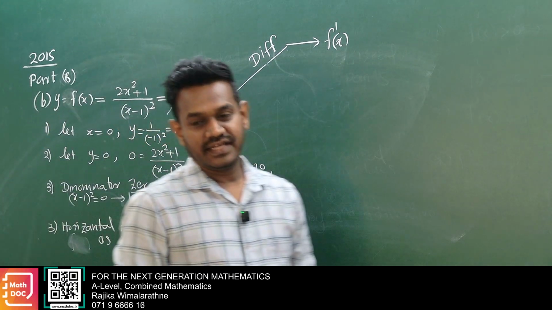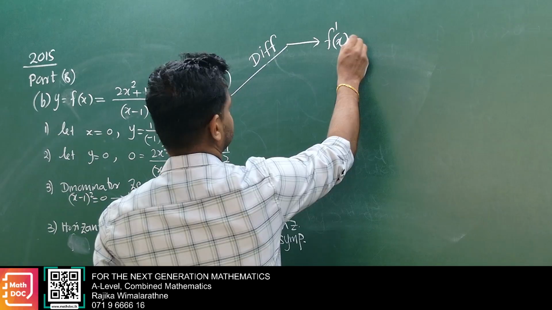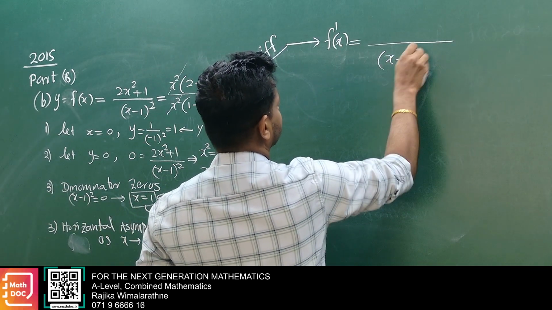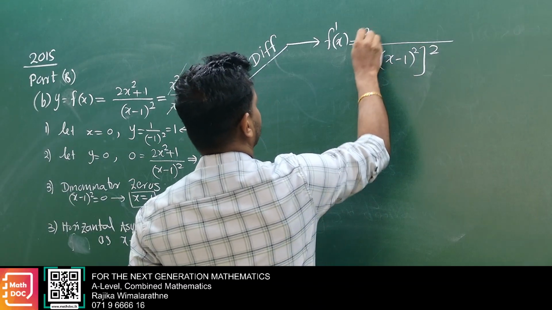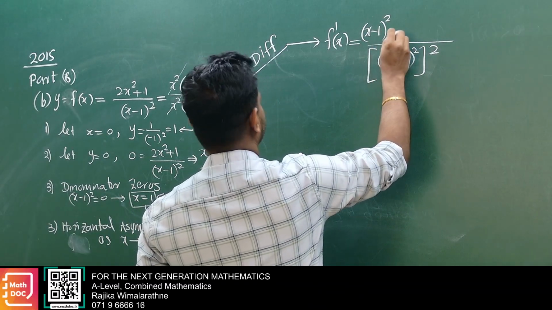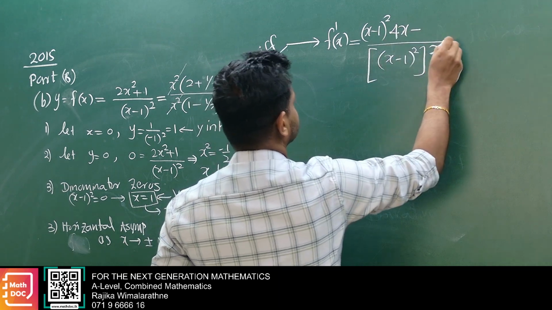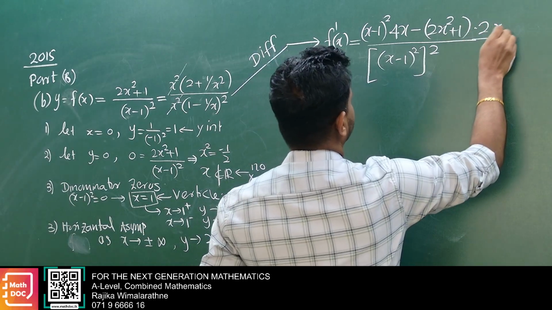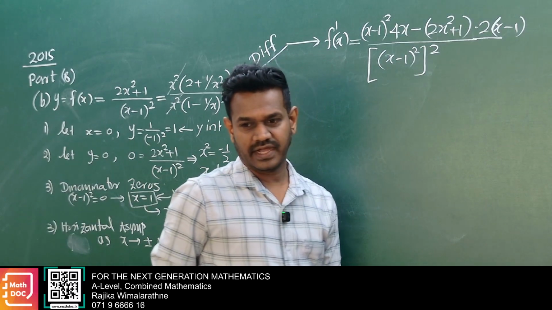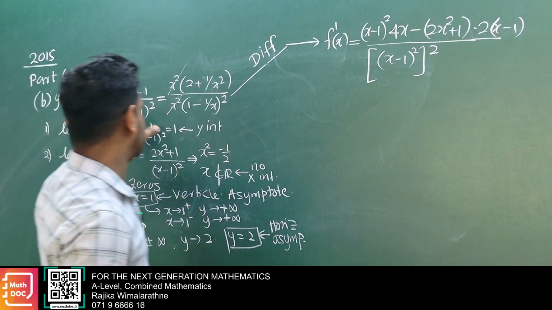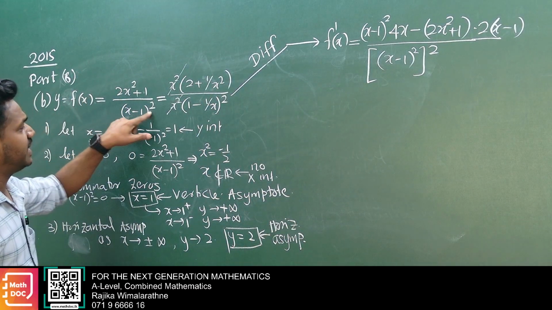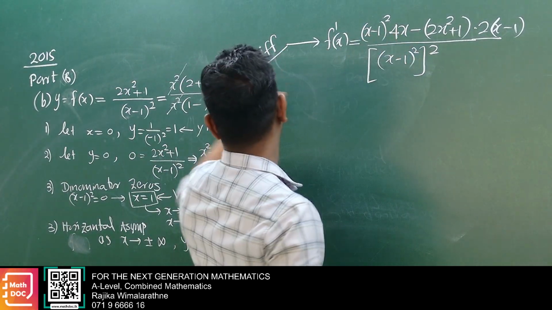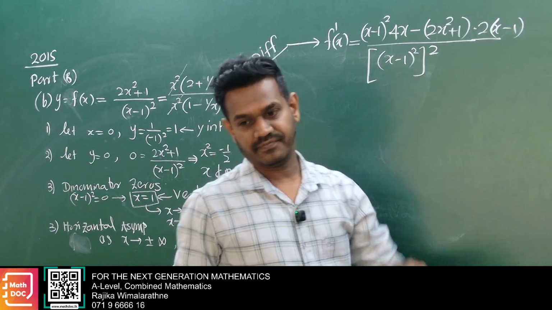Okay. Now you differentiate this. Rational type, no? Then denominator is squared. Denominator times derivative of numerator minus numerator times derivative of denominator. So you have to find the derivative. So we have rational type. Here take this, then denominator is squared. Denominator times derivative of numerator minus numerator times derivative of denominator.